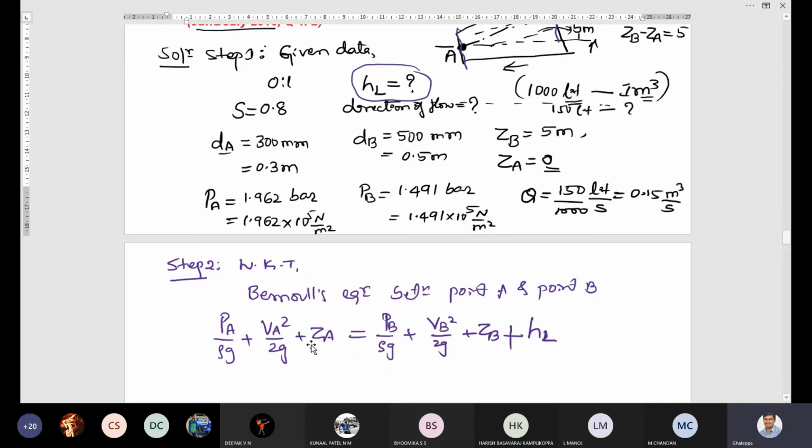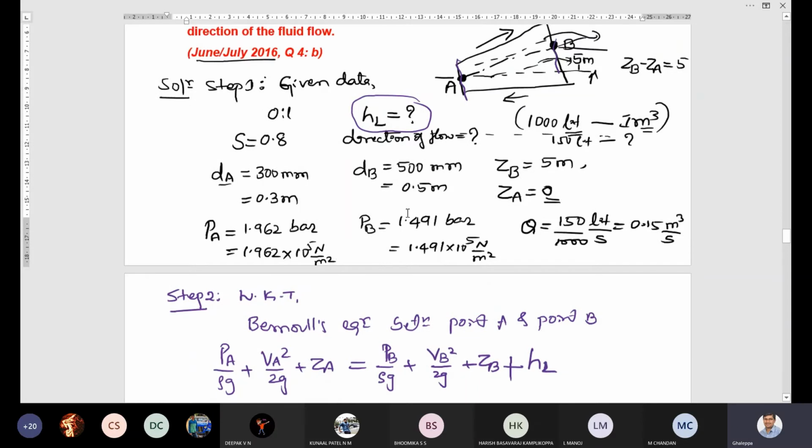And dear students, without determining the direction of flow, you cannot add head loss, the energy loss. Understood? Because the losses will be considered only at the outlet. Here, based on the pressure values PA and PB, we came to the conclusion that PA is more than PB, so flow is from A to B. That is the reason I have written the loss. I have added the loss on the outlet section.